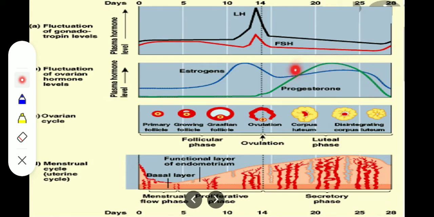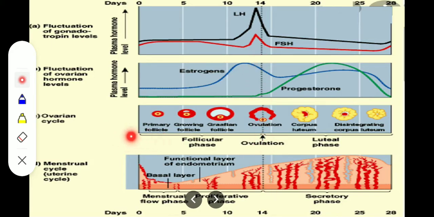Okay, and the third diagram is about ovarian cycle. So what you see in the ovarian cycle, basically in the ovarian cycle we have three phases. One is follicular phase, second is ovulation phase, and third is the luteal phase. Ovulation phase is around about at 14 days. Okay. So this diagram gives you a very good overview.